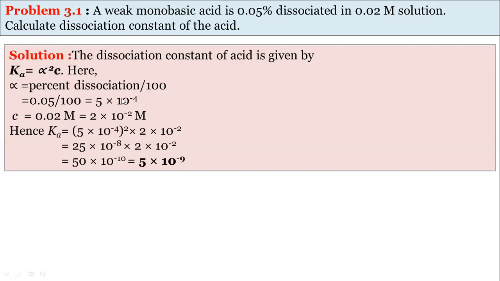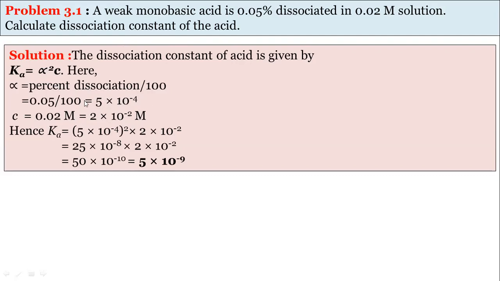First we have to calculate this alpha because it is given in percentage. We divide by 100 and get 5 into 10 raised to minus 4. Then the concentration is given, C is 0.02 molar, so it will be converted into 2 into 10 raised to minus 2 molar.